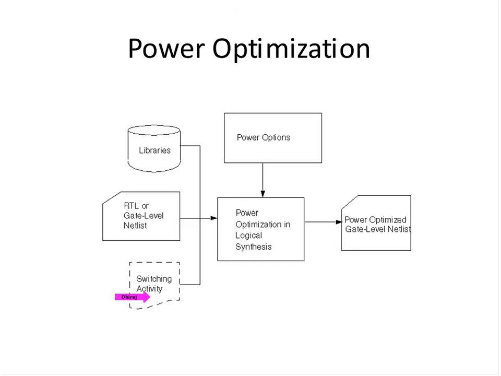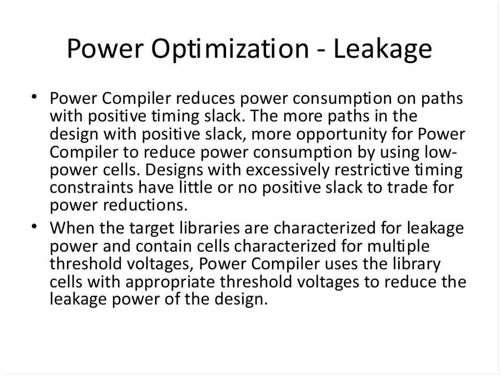Now there are power options, we will see what these options are, and now DC will perform power optimization in addition to area optimization and you have a power optimized gate level network. For leakage, what could Power Compiler do? Power Compiler will, for both leakage and dynamic power, reduce power consumption on paths with positive timing slack.